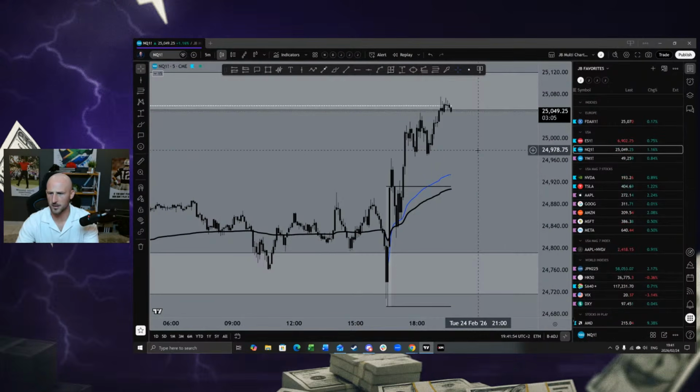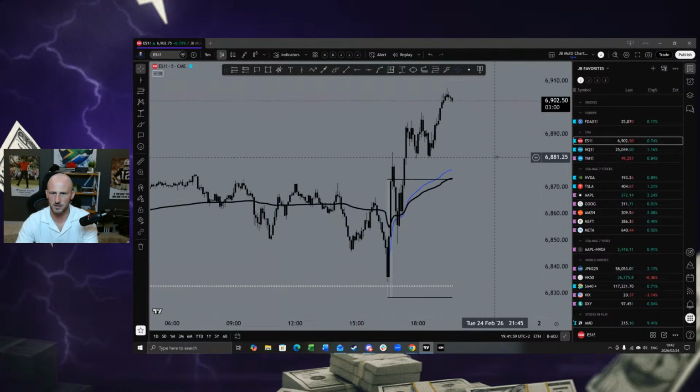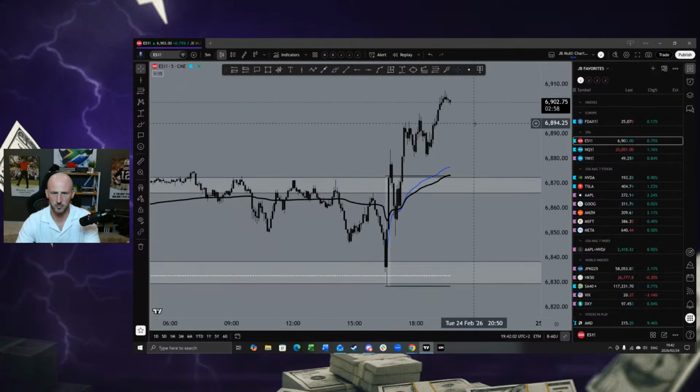So NASDAQ coming back down off that level. Let's see what ES is doing. ES as well, respecting that too. So maybe we do find a higher.